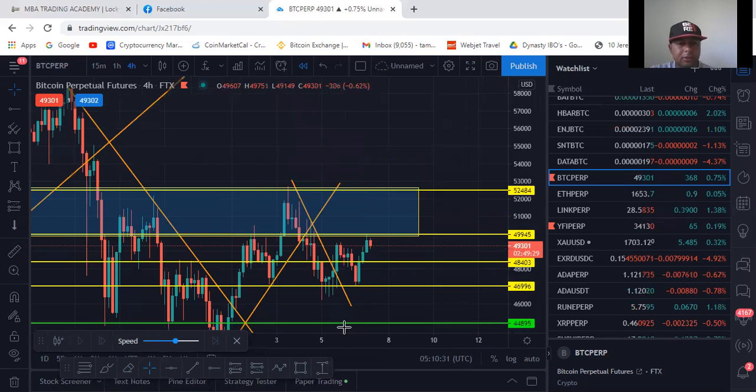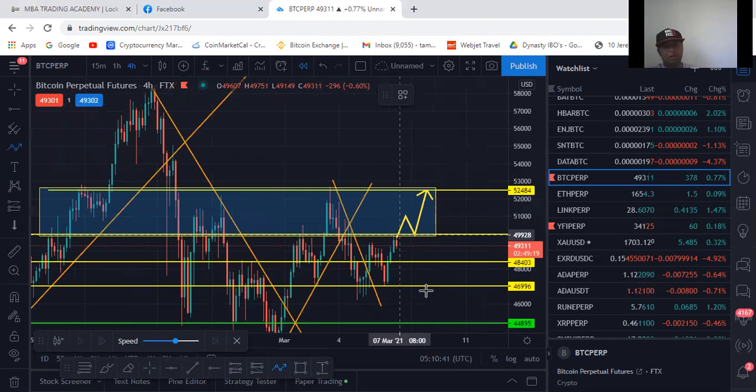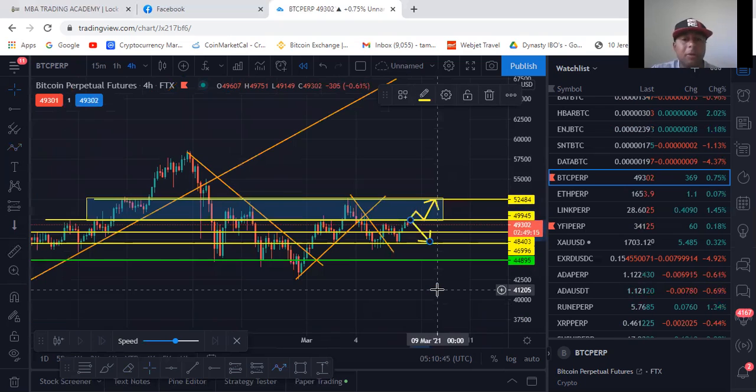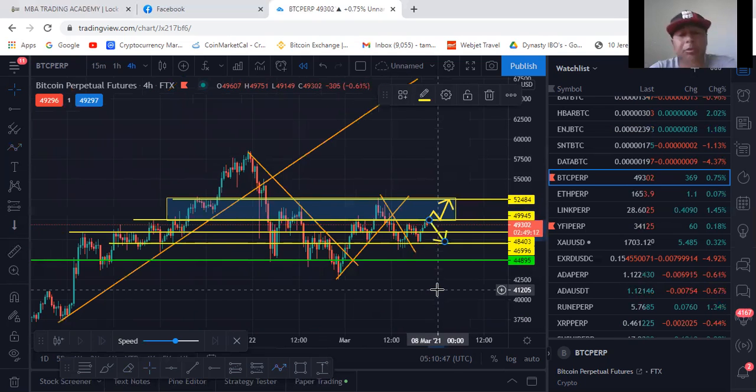Let's just say, for instance, it comes up, bang, all good. If it doesn't, I'll just stay out of it. Obviously, it can go up or down, but I'm not trying to gamble. I'm trying to make money, so I'll just wait and do what works for me.